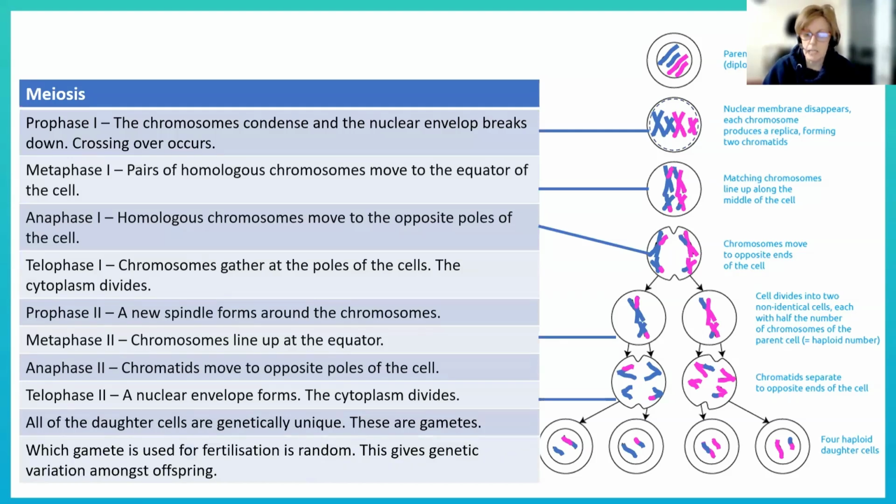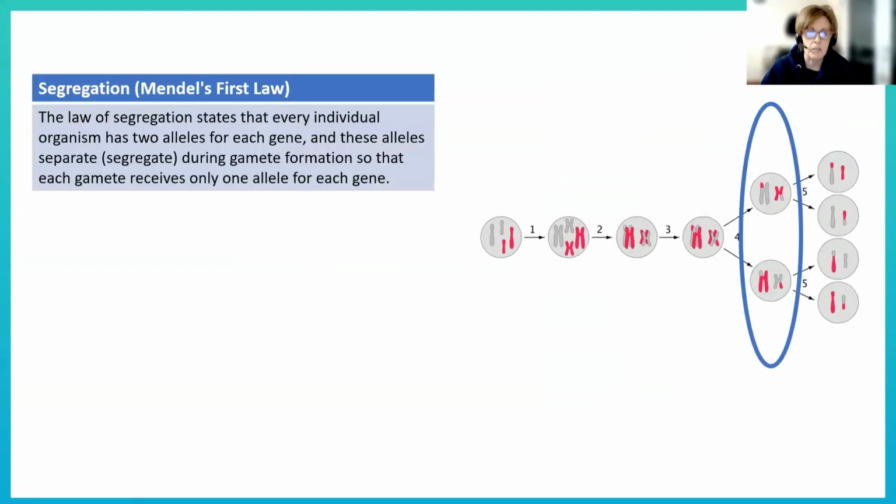So which gamete is used for fertilization is also really random. If these are going to be eggs, which egg gets released each month is random. If these were going to be sperm in the male, which sperm gets to the egg is random. So there's always quite a random chance of each individual having certain characteristics which it inherits from either parent because of this random shuffling and crossing over that we're getting in both of these steps.